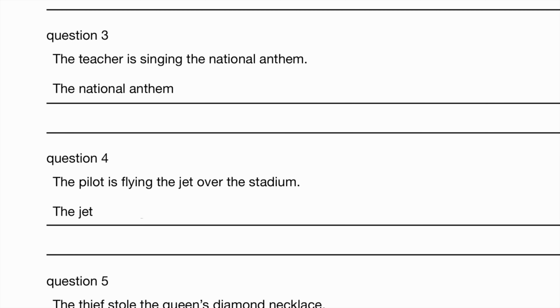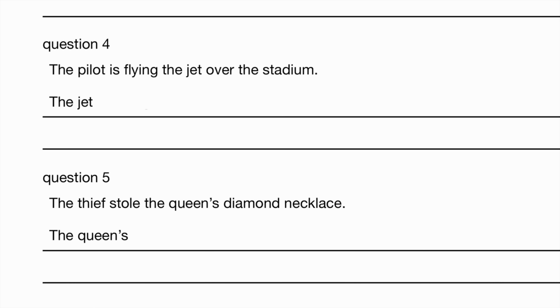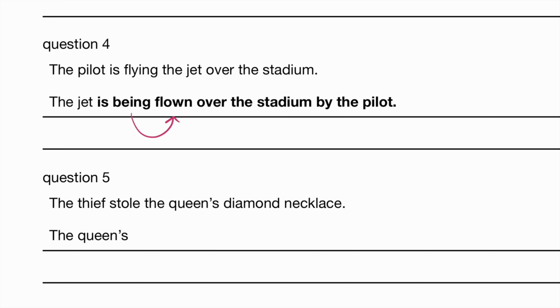The teacher is singing the national anthem. Hang on, is singing. See the ing there? So the national anthem is being sung by the teacher. Question 4 also carries the ing. So the pilot is flying the jet over the stadium. The jet is being flown, the past participle of fly, over the stadium by the pilot.